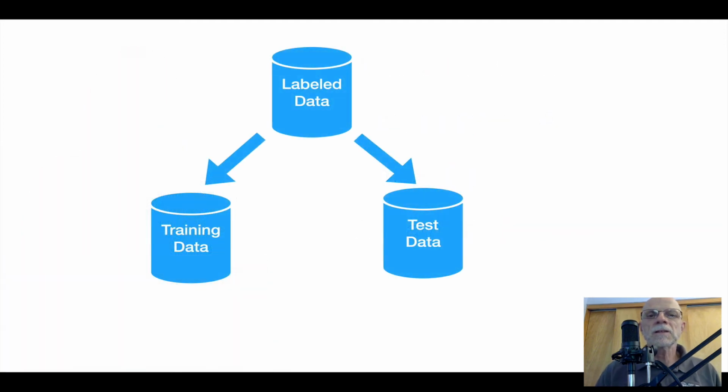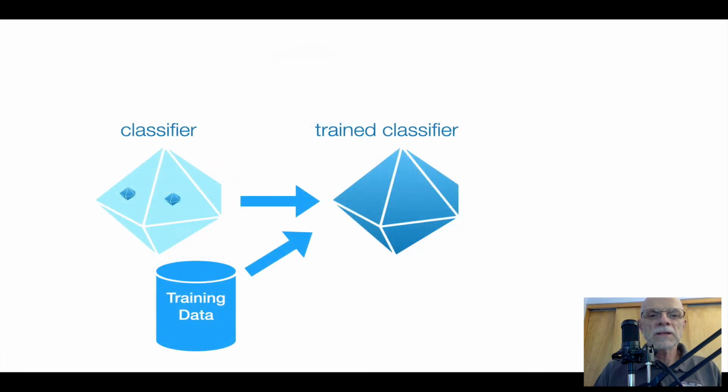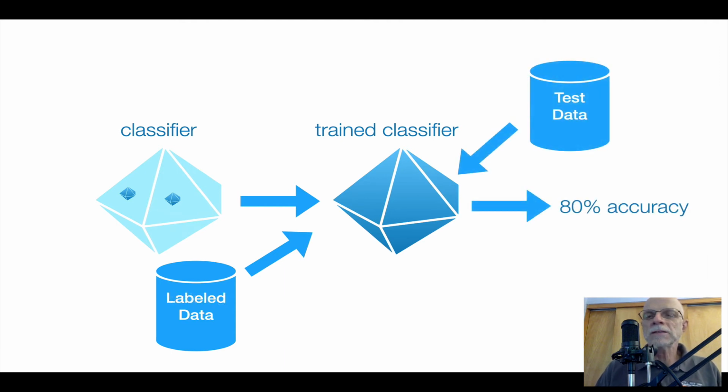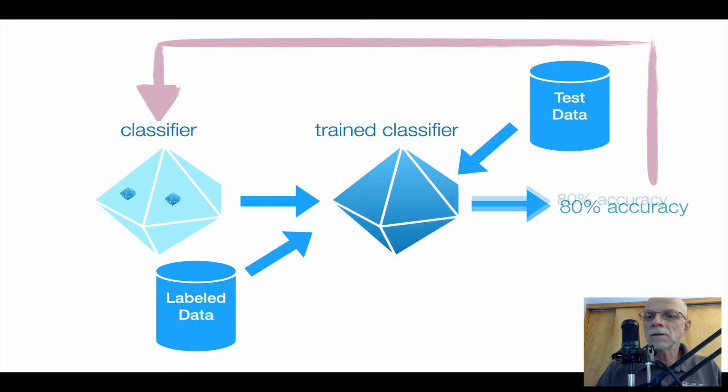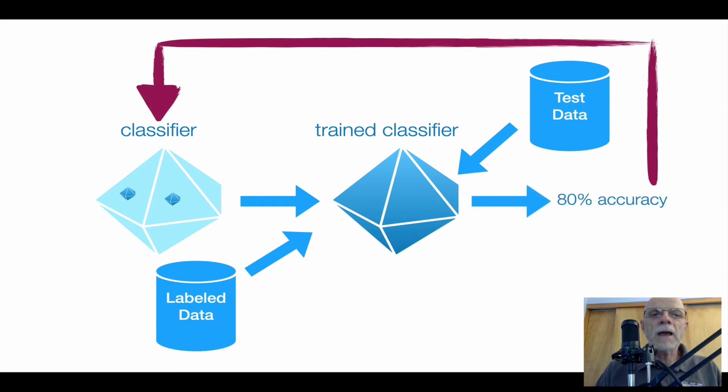So we might think of it this way. We're going to take some labeled data and divide it into training and test. We've done this before. Now we take that training data, along with the classifier, and train the classifier. We run that trained classifier on the test data and see how accurate it is. Then we loop back in this system. So we get 80% accuracy, and we'll try again.